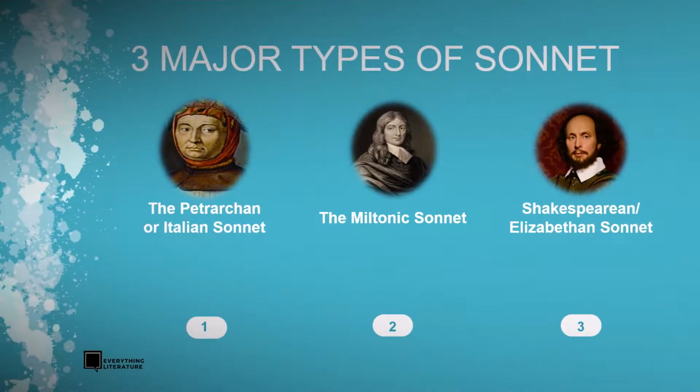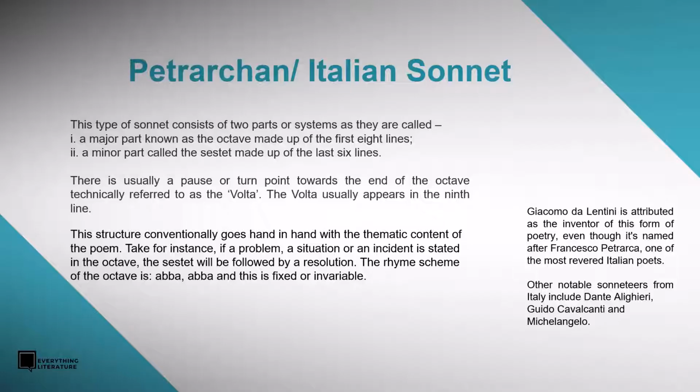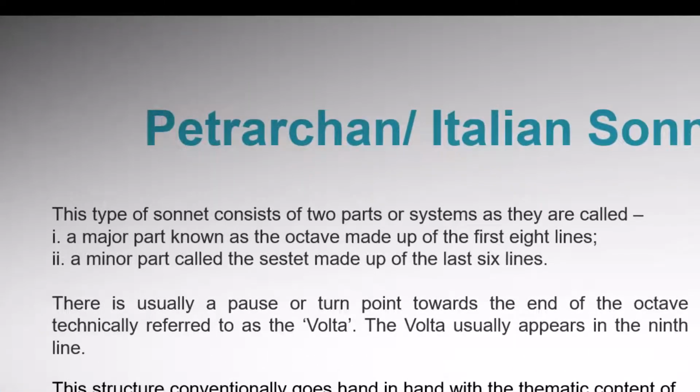So the first one we're going to take a look at is the Petrarchan or Italian sonnet. This type of sonnet, that is the Petrarchan sonnet, consists of 2 parts or systems. They are called, one, the major part, known as the octave, and the octave is made up of 8 lines. Okay, and we have the minor part, which is the sestet. Now the sestet is made up of the last 6 lines.